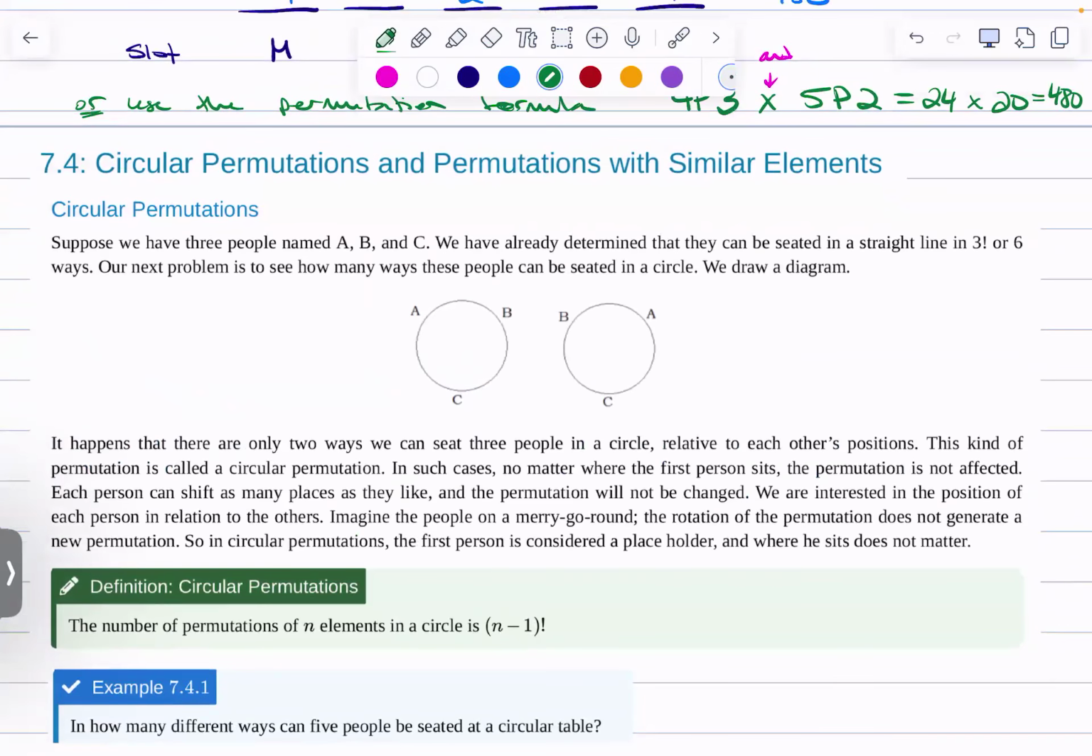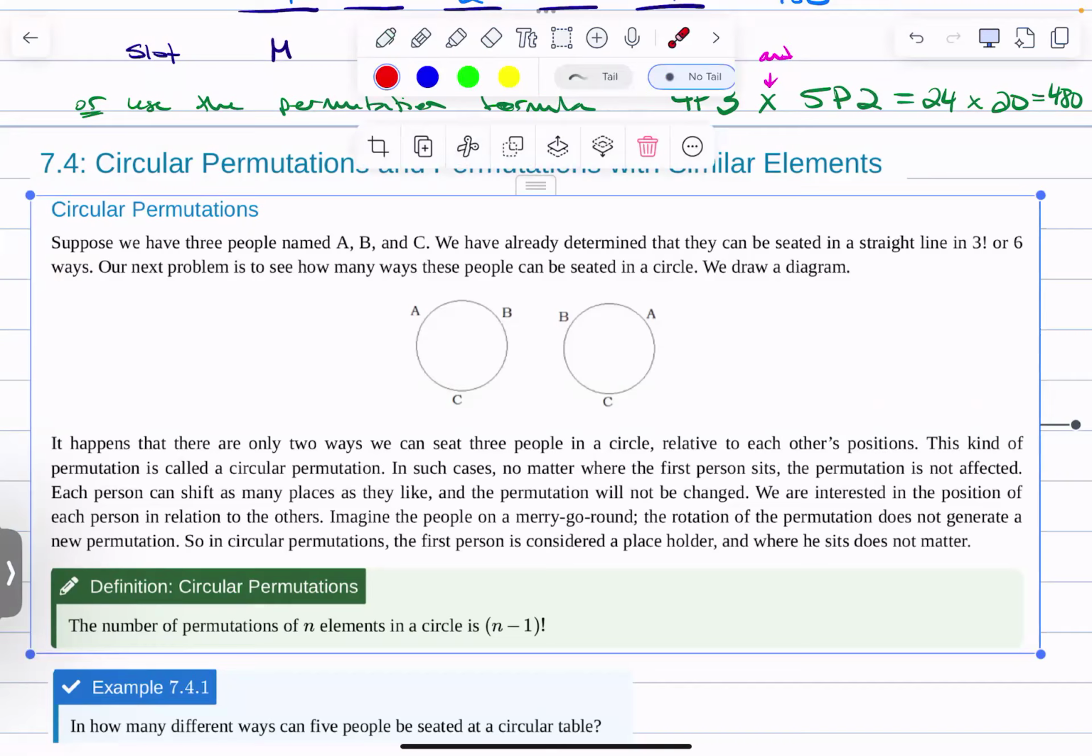Circular permutations are kind of neat. If we have three people, A, B, C, let's say, and if we were more awake, we would get together in groups of three and stand in a circle, and you'd tell me how many different permutations there are. How many different ways could you sit in a circle? Turns out there's only two ways for three people.